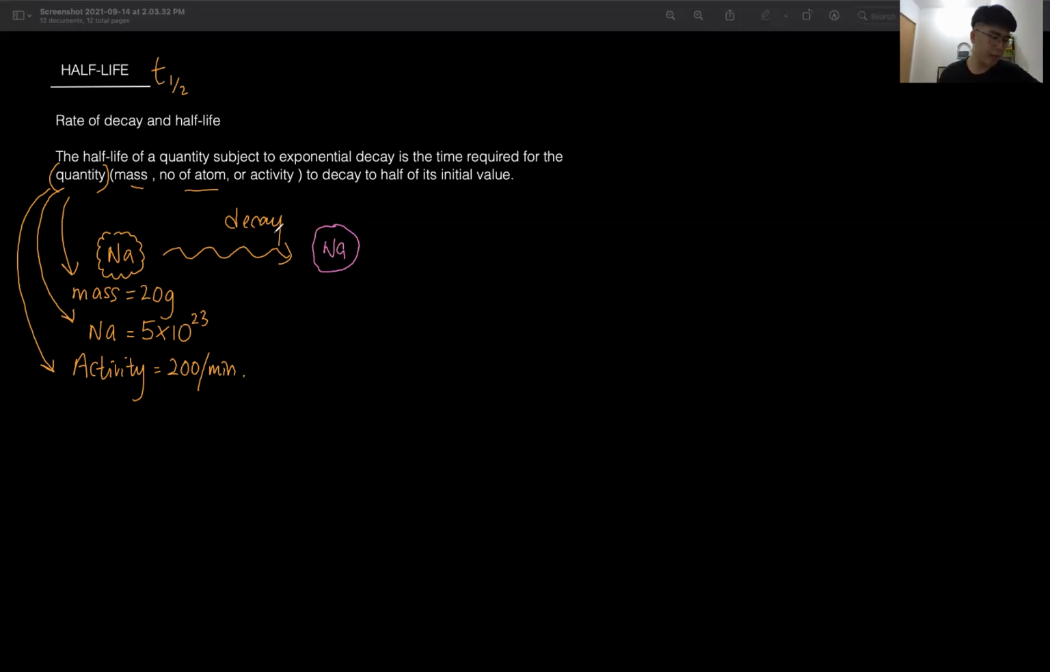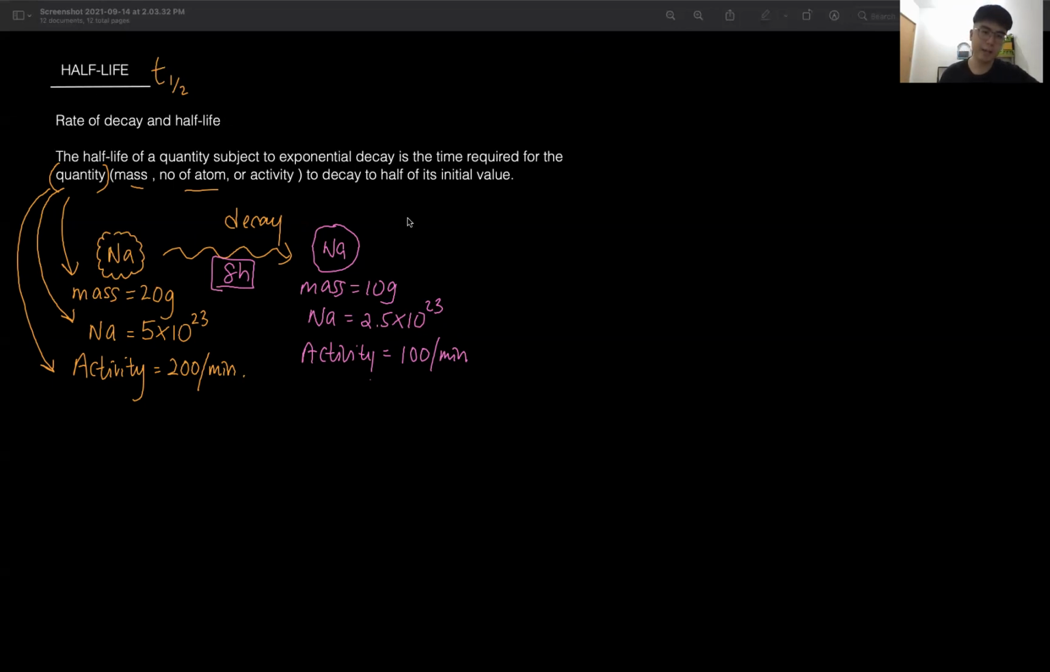Now, when we measure the mass, the mass becomes half, 10 gram. The number of atoms also becomes half, 2.5 times 10 to the 23. And the activity also becomes half, 100 per minute. Initially it was emitting 200 times in 1 minute, now only 100 times. Say that is after 8 hours. After 8 hours, all the quantities become half.